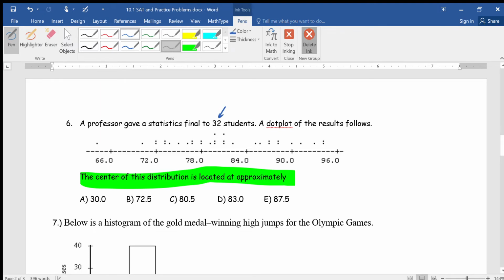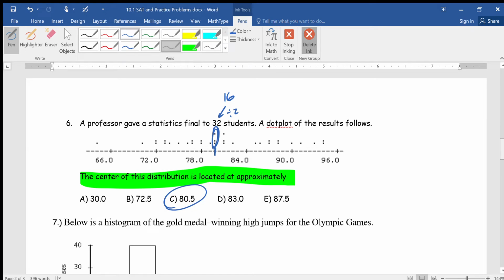If I've got 32 students, the center, the middle, is going to be really close around the 16th student, right? We cut 32 in half and we get 16. So let's count 16 points. 1, 2, 3, 4, 5, 6, 7, 8, 9, 10, 11, 12, 13, 14, 15, 16. The 16th point is right about here. That number seems to be somewhere between 78 and 84, a little bit closer to the 78 mark. So that looks like C, 80.5.